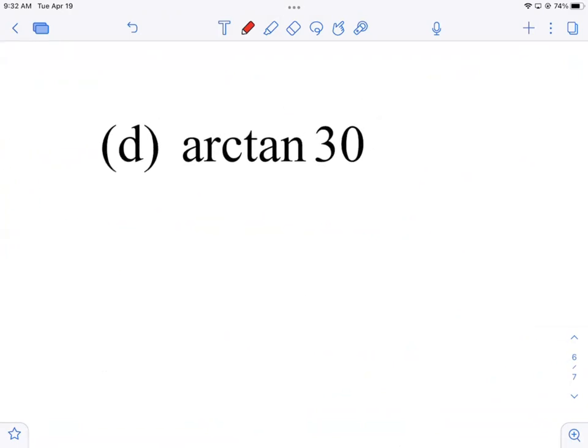And then arctangent of 30. Is 30 an angle or a ratio? It's a ratio. Is it a legal ratio?